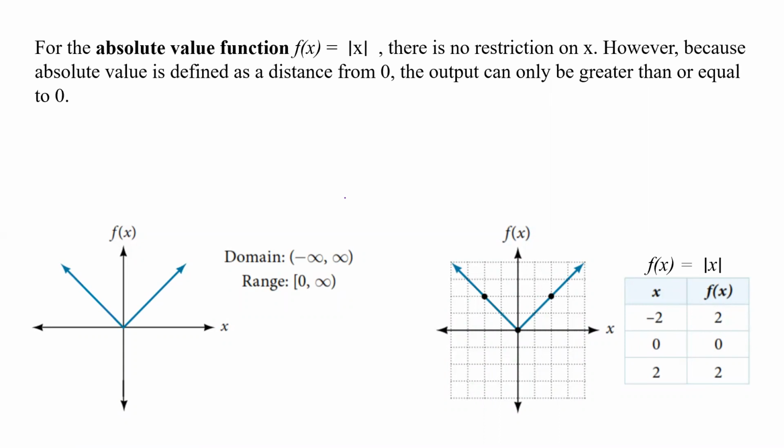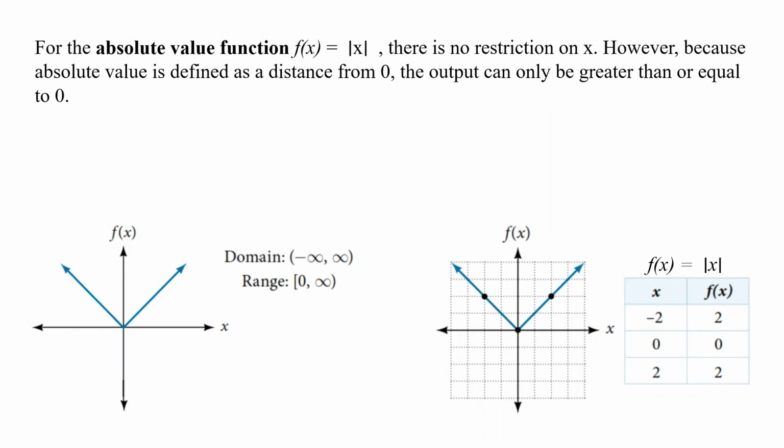That's f of x equals the absolute value of x. And there's no restriction here on x either, because no matter what x we put in here, we can take the absolute value of it and get a value for f of x out. But because the absolute value is defined as the distance from 0, your output is only going to be greater than or equal to 0.